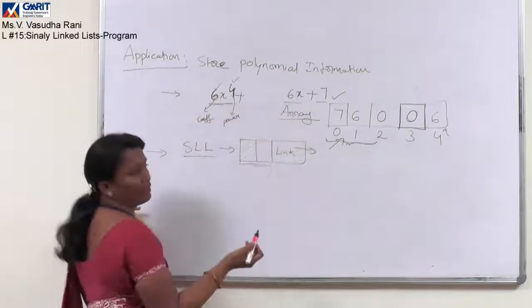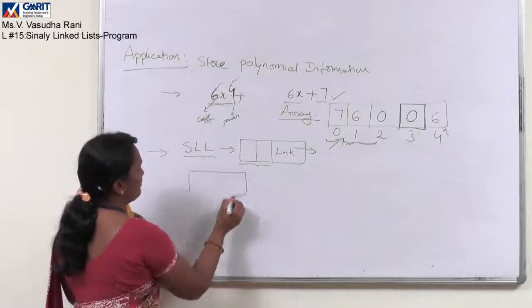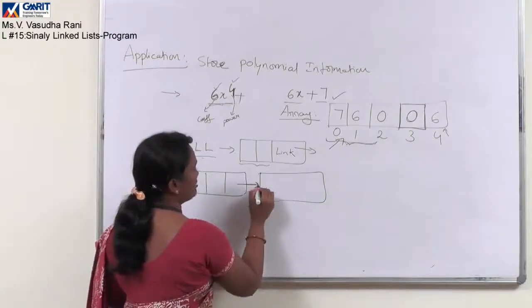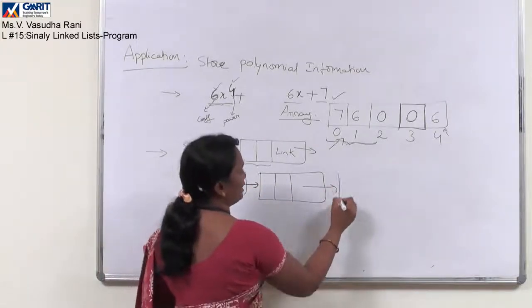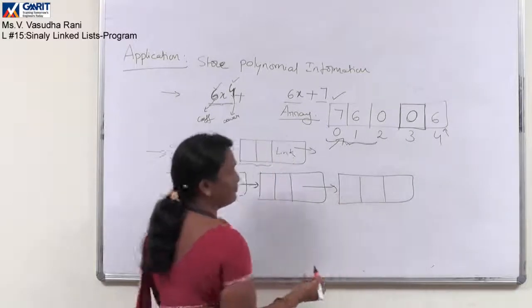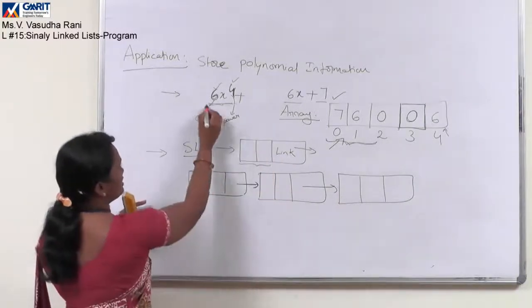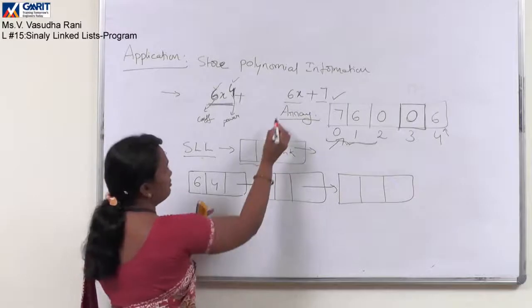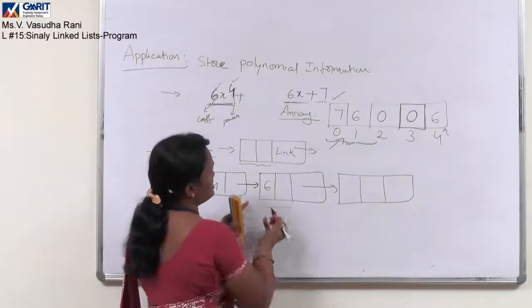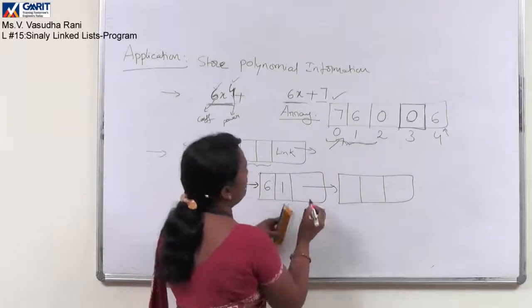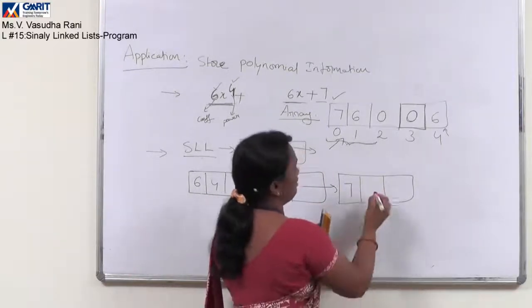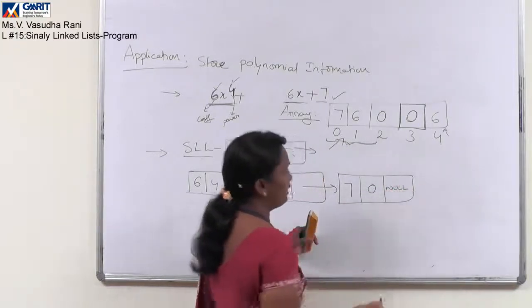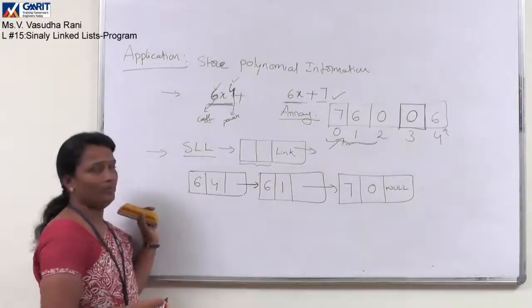And how many terms are there? That many nodes we need to have. So this will be our first node, which will hold the address of the next node, and we have the third node like this. Assume the first node is the x power 4 term node: first the coefficient, then the power, then the address. Next term: the coefficient is 6, x power is 1, and the address. For 7, the coefficient is 7, x power 0, and the link part of the last node will hold a null value in the list.